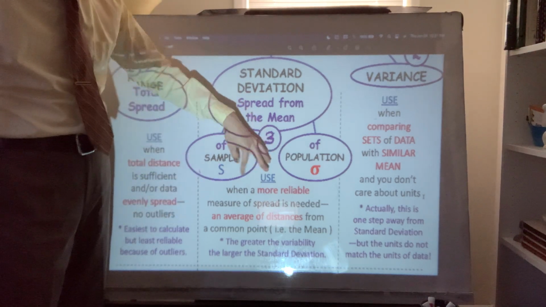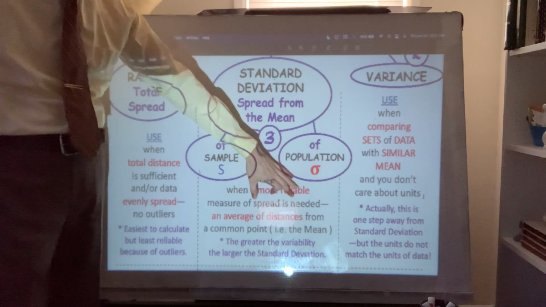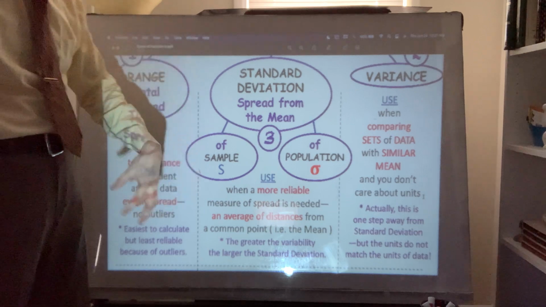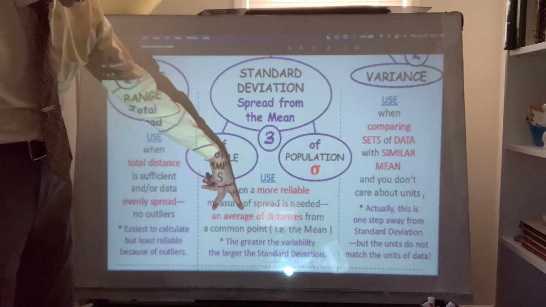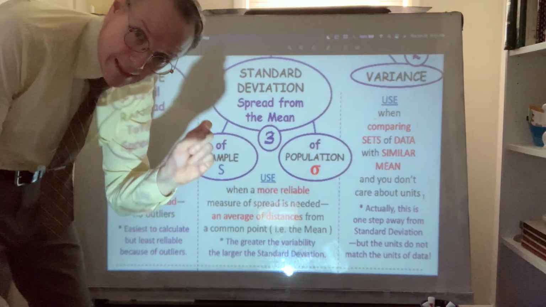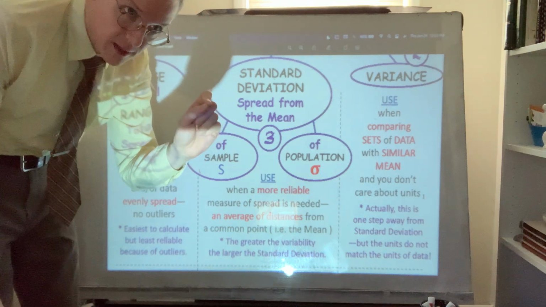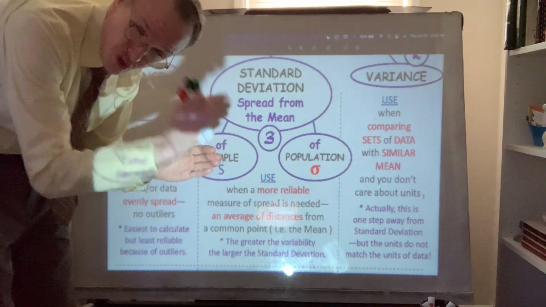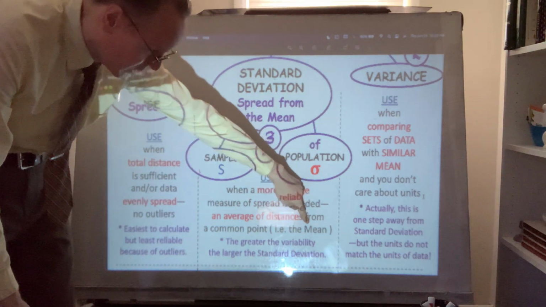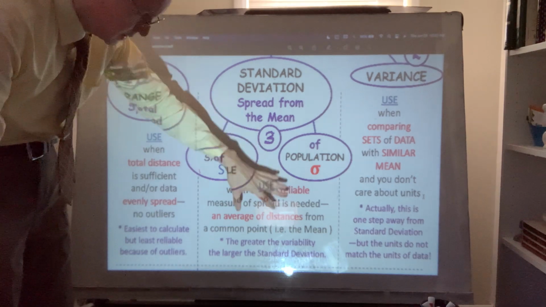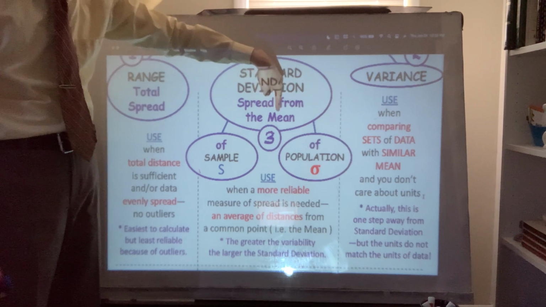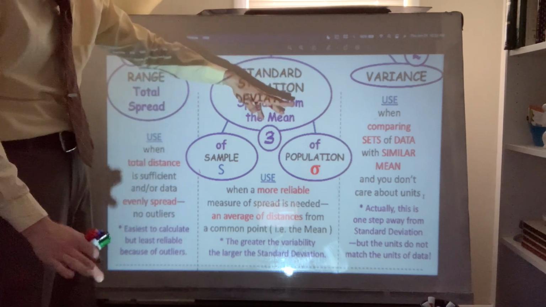Anyhow, you use this when a more reliable measure of spread is needed, more reliable than the range. How it goes about the process is that it takes into consideration sort of an average of distances. But you need to identify what the frame of reference is. The frame of reference, that is the starting point for which you compare other things, will be the mean. That's why I mentioned the mean formula up in here. It's the average spread from the mean, which is hopefully the center of data.